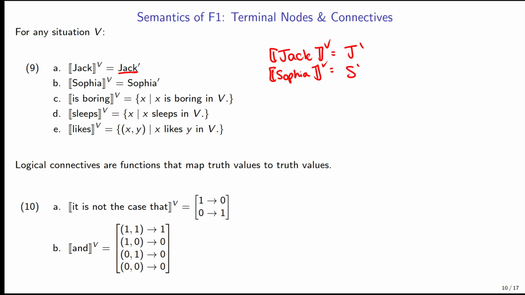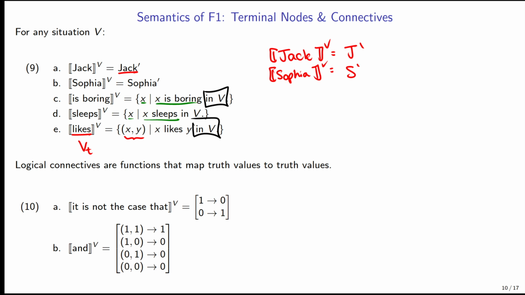If we have an intransitive verb or a transitive verb, we just write them as relations. So is boring would be the set of X such that X is boring in V. We have to specify this. We have to say in that situation. Sleeps, this is an intransitive verb. It's the set of X such that X sleeps in V, in our situation. Likes, this is a transitive verb, so we need pairs here. There's a subject, there's an object. We don't know what they are yet. So these are pairs X, Y, where X likes Y in V. Once again, we specify in V to know we're talking about our situation.